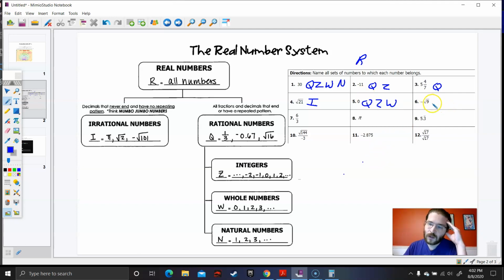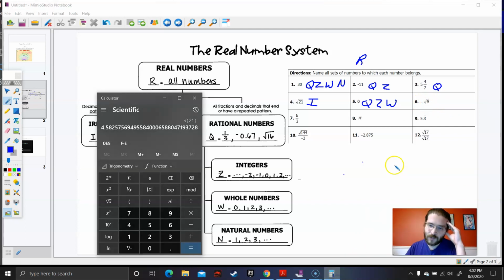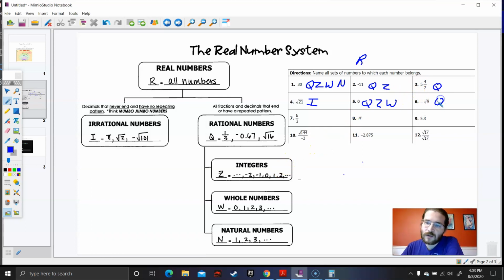All right? What about the negative square root of 9? Whenever you see a negative outside of a square root, think, okay, what's the square root of that number? And then you take the opposite of that. So let's take a look at the square root of 9, and we just put a negative. So negative 3 is going to be the number that we're looking at. Well, we know that that's already an integer because it's a negative number and it doesn't have a decimal. So we know it's a rational and we know it's an integer.